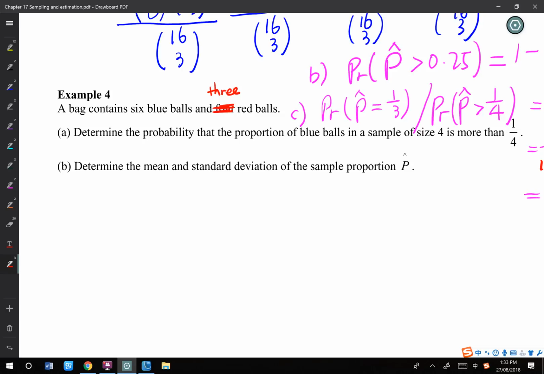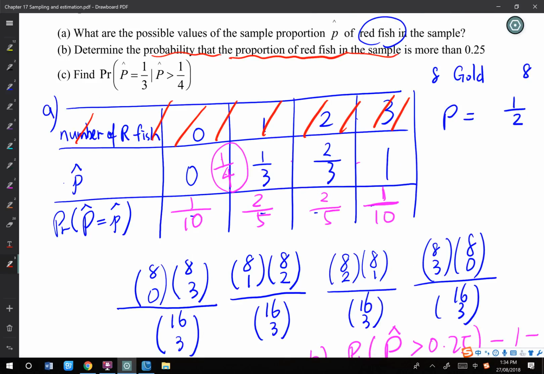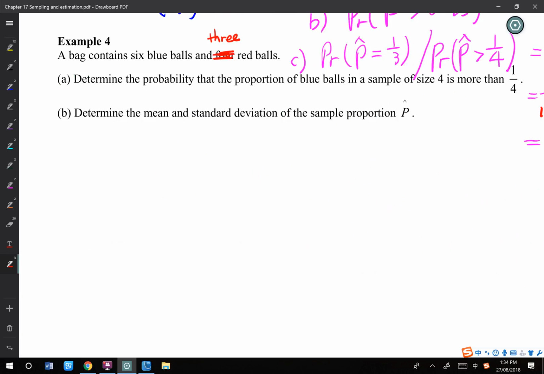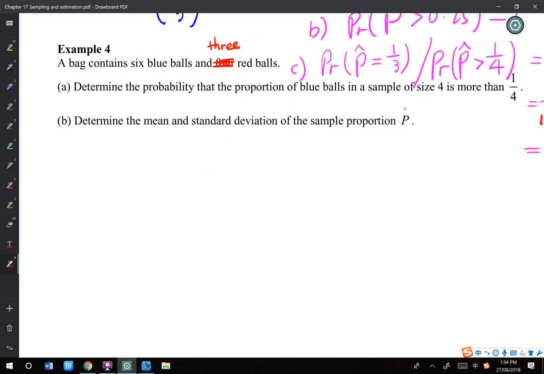And then you have a sample of size 4. Okay, size 4 as a sample. And then you want a distribution. So first of all, I want you to create a distribution table like this, and then answer the question. The first question is, what's the probability of P hat greater than a quarter? And determine the mean and standard deviation for the P hat. So if you can set up this table using the nCr, everything will be easy. Okay, just start doing that first. I'll check answers with you later.